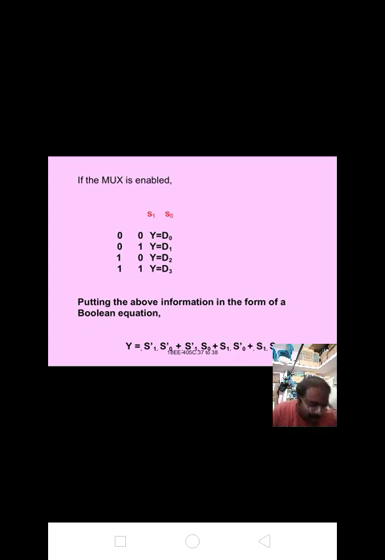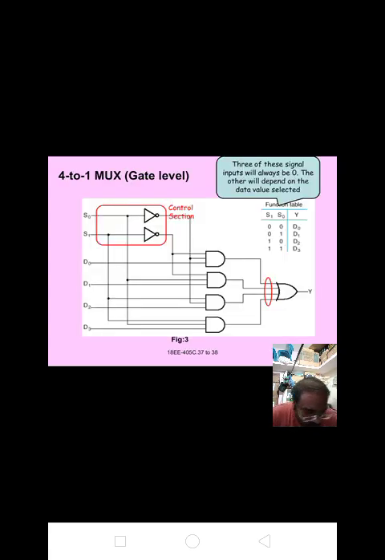Now let us implement the expression using different logic gates, and we have the logic diagram for the 4x1 multiplexer. Here we have given the inputs S0, S1, D0, D1, D2, D3 to all the AND gates, and the AND gate outputs are given to one OR gate, and from the OR gate we get the actual output y.